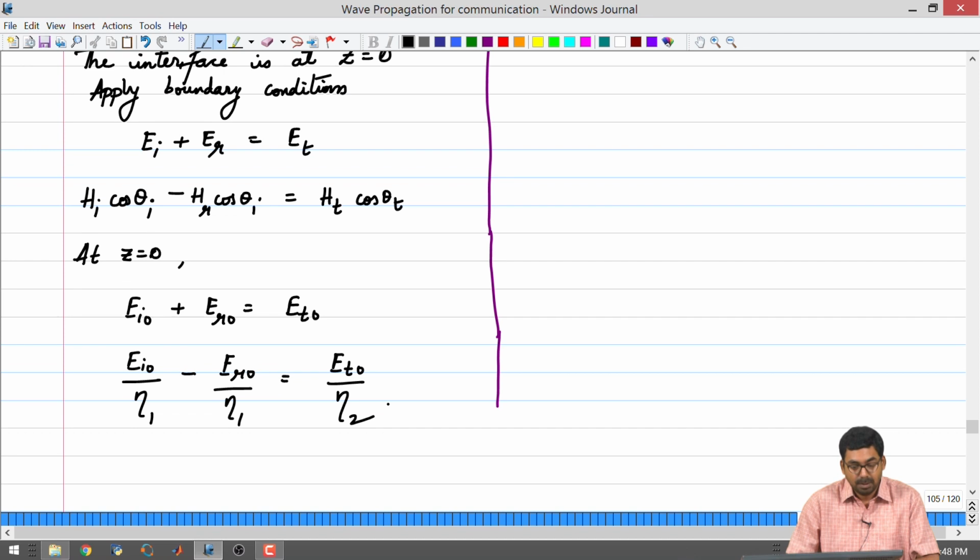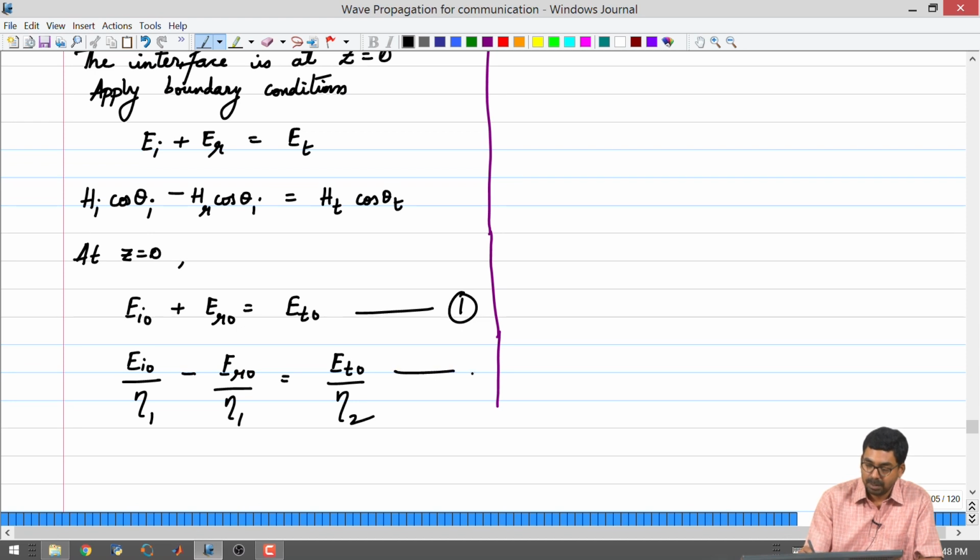All right. So, now we have some equations. We have equation number 1, equation number 2. Now, we have to say what is known, what is unknown, and what we wish to solve for. Let us say that eta 1 and eta 2 are known. That is, you are given some value of permittivity and permeability for medium number 1, and permittivity and permeability of medium number 2. You will be able to find out the characteristic impedance for medium number 1 and medium number 2. So, eta 1 and eta 2 are known.